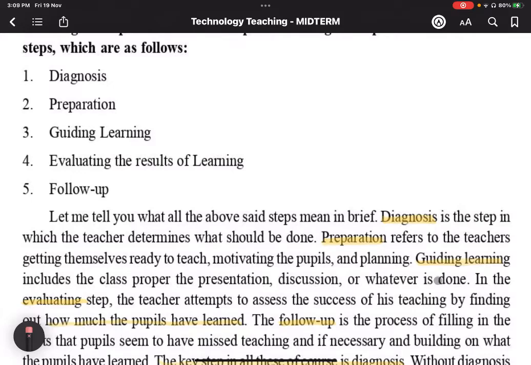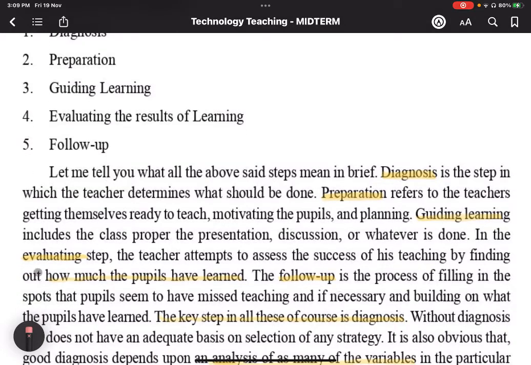So, ito na yun, nagtuturo ka na. That is included in the guiding learning step, no? You are discussing, you are presenting, okay, and you are teaching the students to learn, no? So in the next step, which is the evaluating step, the teacher attempts to assess the success of his teaching by finding out how much the pupils have learned. Ito na yung evaluation, no? Ito na yung nagbibigay ka ng quiz, nagbibigay ka ng exam, or nagpapa-oral recitation ka, no? You are evaluating how much the pupils have learned from your lesson.